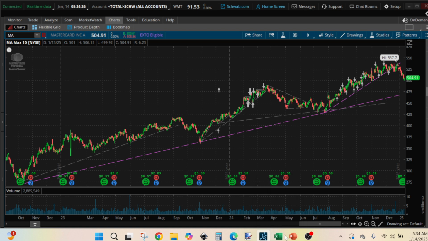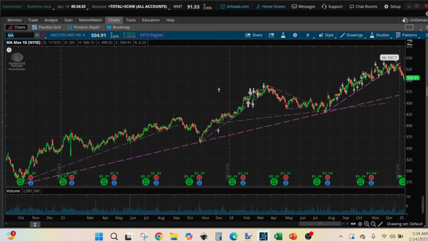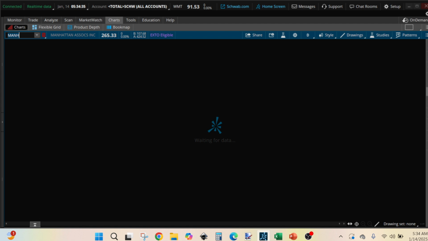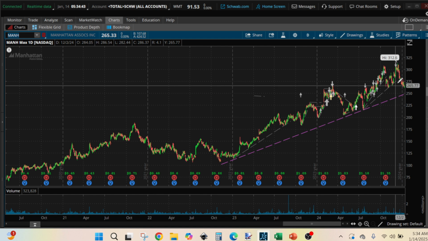The next one is MANH. And the trend line ended there and it seems to be going down. Yeah, seems to be going down.